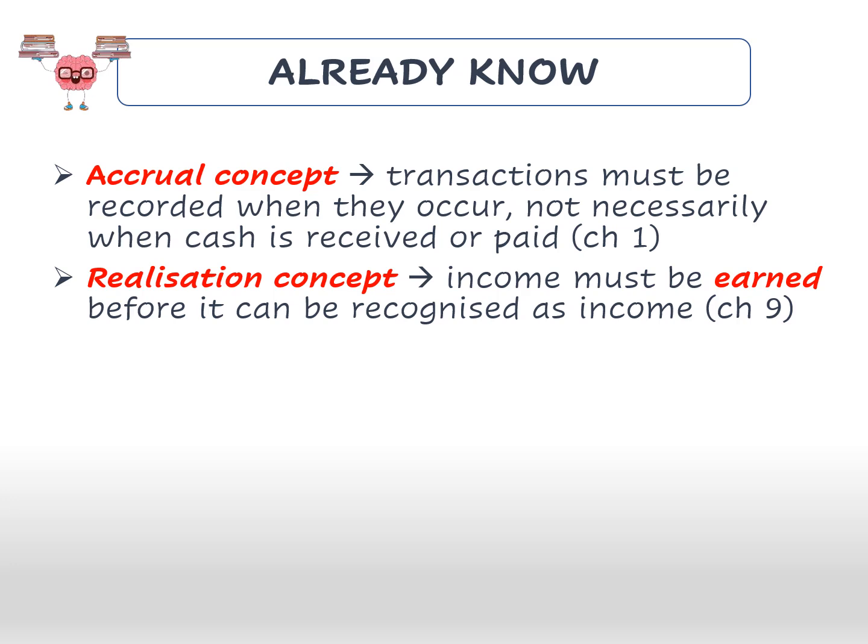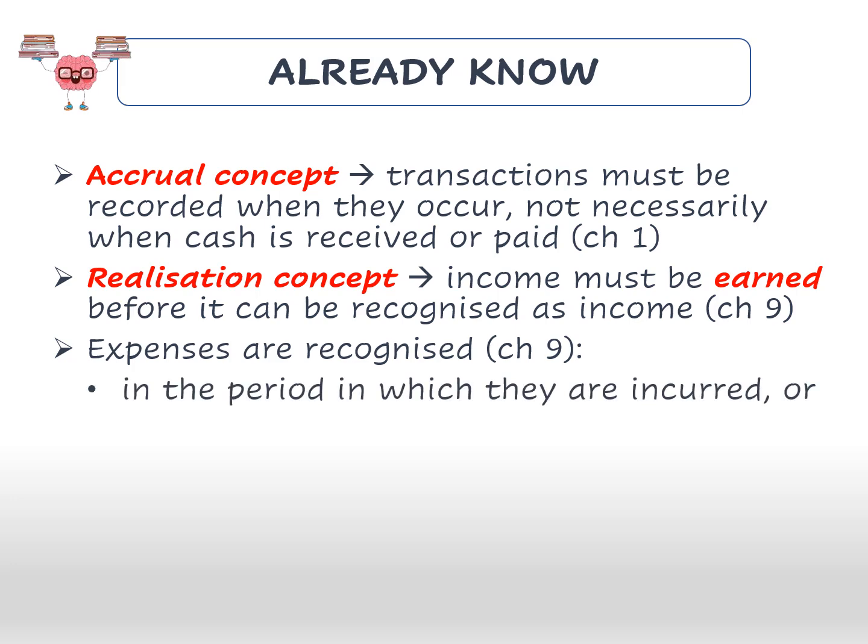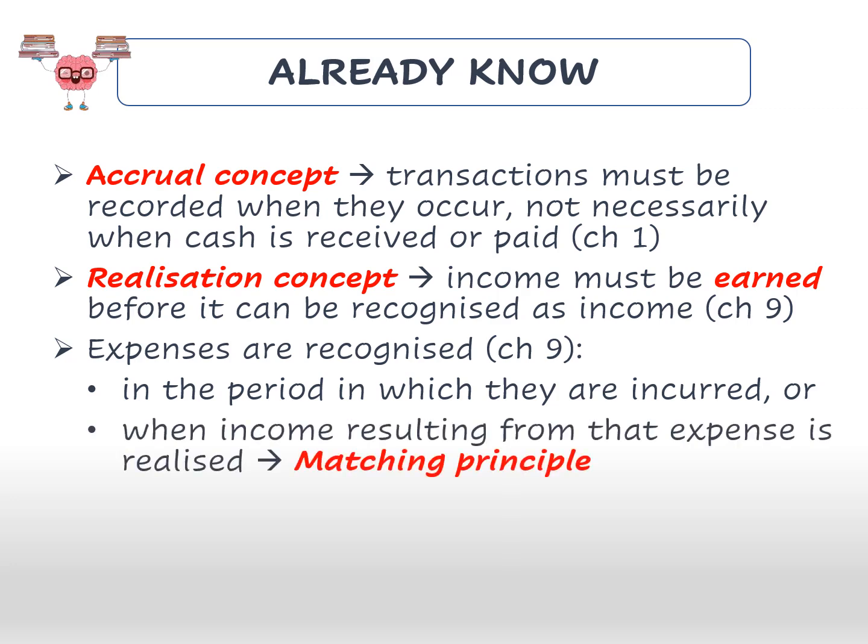So a trading entity must sell the goods before it can recognize those sales as income. And your service entity must render services before it can recognize those services as income, and that we call the realization concept. Then regarding expenses, you learned that they must be recognized in the period in which they are incurred. So it follows the same principle as income, but with expenses they need to be incurred before you can recognize them. And then another instance where expenses can also be recognized is when the income resulting from that expense is realized, and that we call the matching principle.